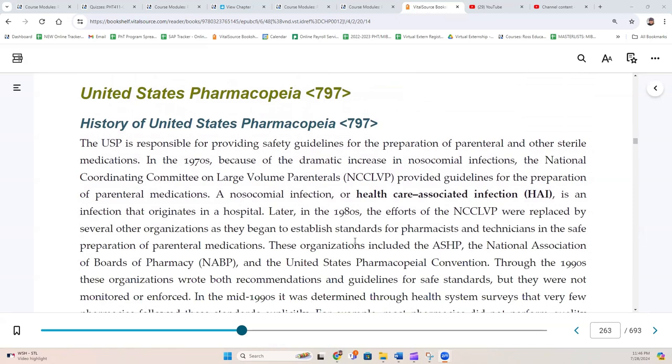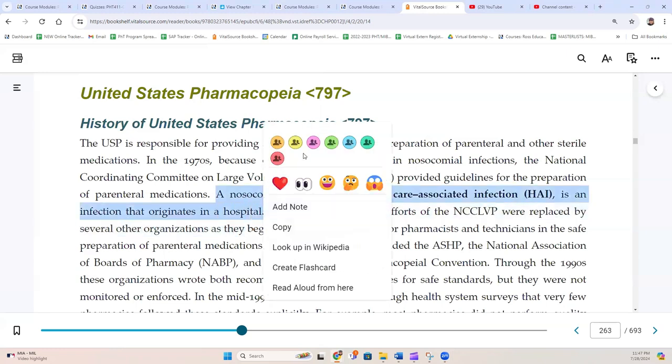The USP, the United States Pharmacopeia, is responsible for providing safety guidelines for the preparation of parenteral and other sterile medications. In the 1970s, because of the dramatic increase in known nosocomial infections, the National Coordinating Committee on Large Volume Parenterals provided guidelines for the preparation of parenteral medications. A nosocomial infection or a healthcare associated infection is an infection that originates in a hospital.